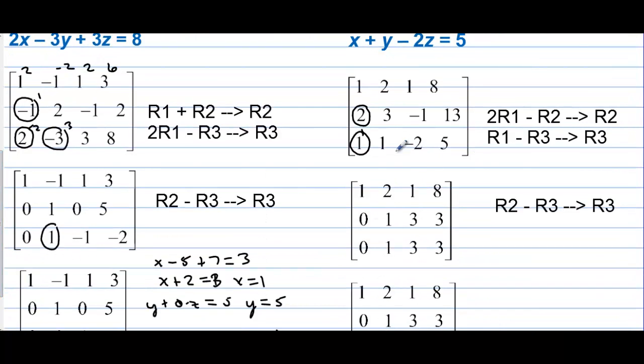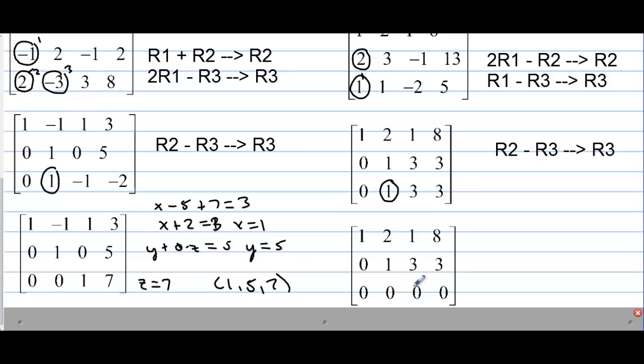So here's the next matrix with all the values plugged in. And the third 0 I want is right there. So we can just take row 2 minus row 3 and replace row 3. And down at the bottom here, we get 0 equals 0, which is absolutely a true statement. So far we have infinite solutions.